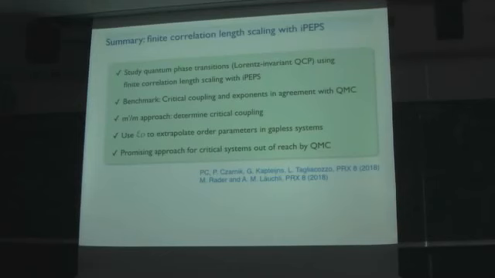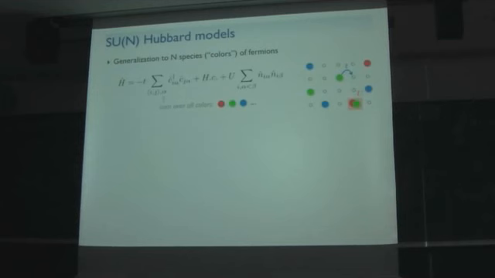Okay, so I still have a little bit of time, just 5 minutes left. I would like to very briefly mention two other directions. The first are SU(N) Hubbard models. These are generalizations of the SU(2) Hubbard model, which you've seen before. Now, instead of just having a sum over the two species spin up and spin down, we consider N different species or N different colors of fermions. But the model is otherwise exactly the same.